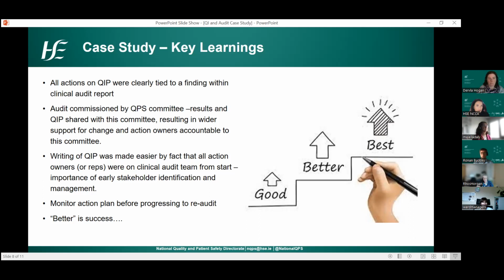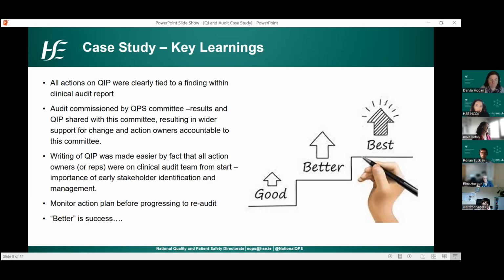Writing of the quality improvement plan was made much easier by the fact that all action owners, or reps for all action owners, were on the clinical audit team from the start. Magella noted that about having your stakeholders involved from the very start. So everybody who's assigned an action was on the team. So that's the importance of early stakeholder identification and management.